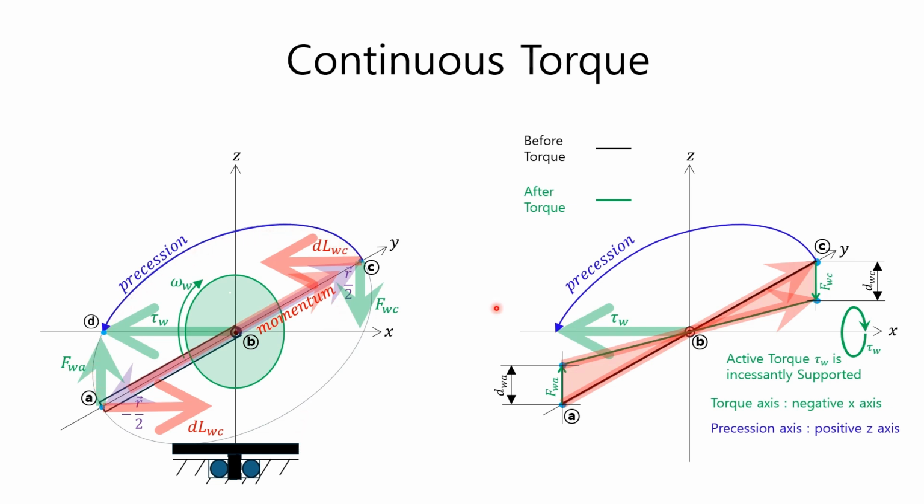If we explain this based on the displacement caused by the couple force, it can be expressed as shown in the figure on the left. If the couple force F_WA at point A and the couple force F_WC at point C are continuously applied, a torque of tau_W is generated, and displacement d_WA at point A and displacement d_WC at point C are generated. As long as the active torque is maintained in this state, the precession rotation is not completed and continues.